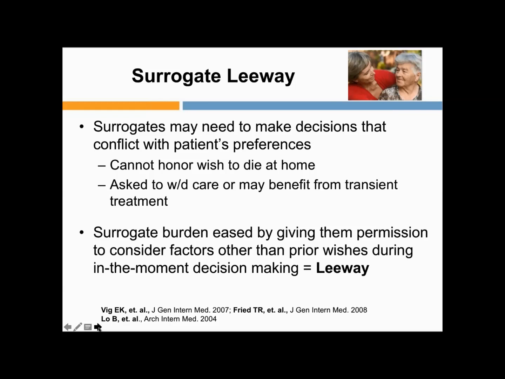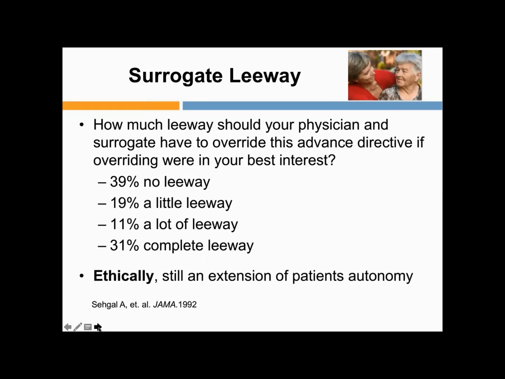And studies have shown that surrogate burden can be eased by giving them permission to consider factors other than prior wishes during in-the-moment decision-making, and this is something called leeway. Studies of leeway have shown, when we asked how much leeway should your physician or surrogate have to override this advance directive, well, 39% said no leeway, but 19% said a little, 11% a lot, or 31% said complete leeway.